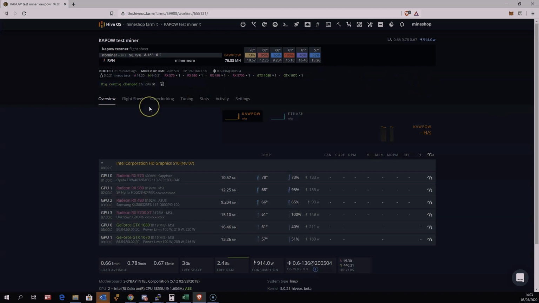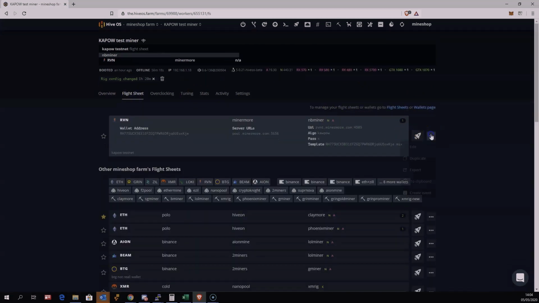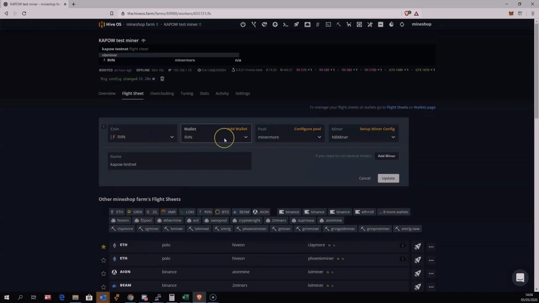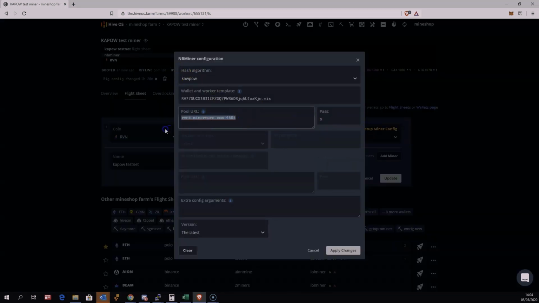To set up this miner, you need to create a flight sheet in Hive OS. You just click a coin, Ravencoin, then you choose your wallet. I choose the mining pool, and then I choose NBMiner. To set up, you just paste in the wallet and the worker name, and also the pool URL, which is the testnet for the KAWPOW Ravencoin mining pool. I believe it is already set and ready to mine KAWPOW, so you won't need to do anything. When the coin switches tomorrow, the 6th of May, to this new mining algorithm, it will automatically start to mine if you were mining it before. So it's good to get a head start.